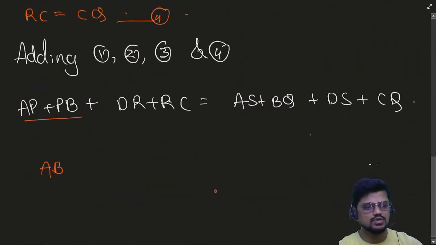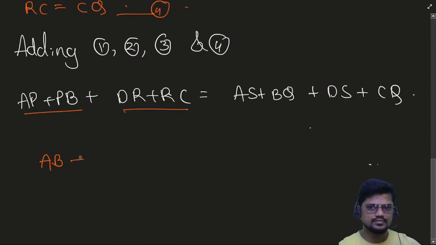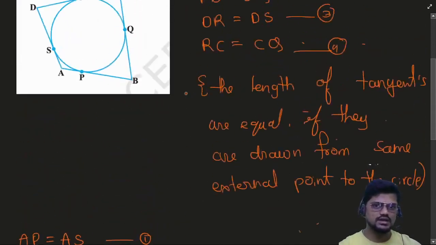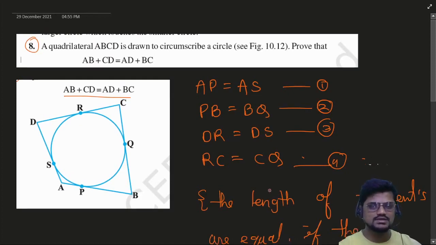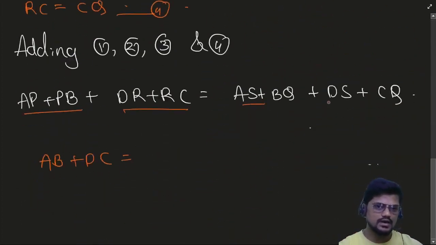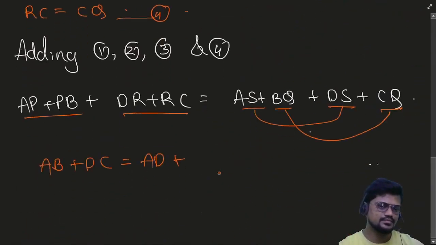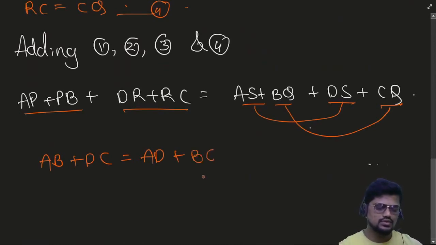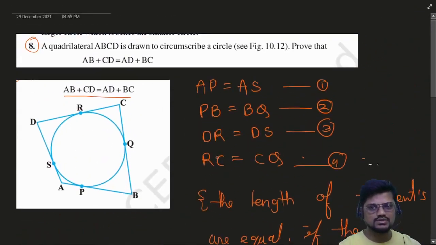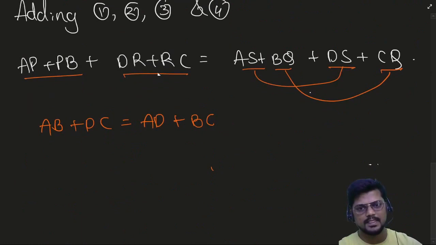DR plus RC, combining this, you get DC. AS plus SD, I think. AS plus SD gives you AD. AD plus BQ plus CQ. BQ plus CQ will give you BC. Yes or no? Adding 1, 2 and 3, that's what you need to prove. Hence proved.